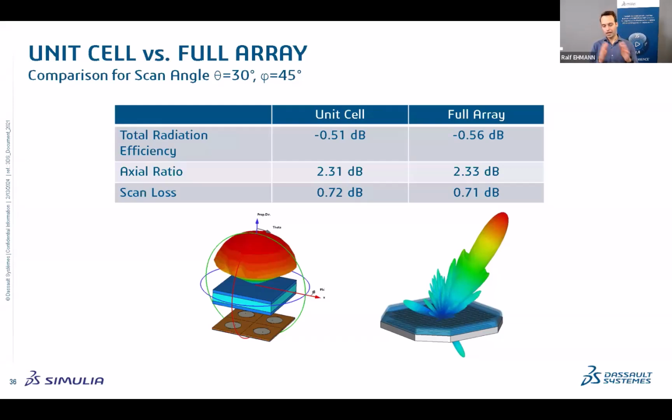And then as you're scanning down, so in this case, we're scanning to theta 30 degrees in the diagonal plane, you can also see the scan loss. So basically the loss from zenith to this scanning point. So the aperture reduction, you can see it's around 0.7 dB in both cases, taking losses into account as well from the material losses.